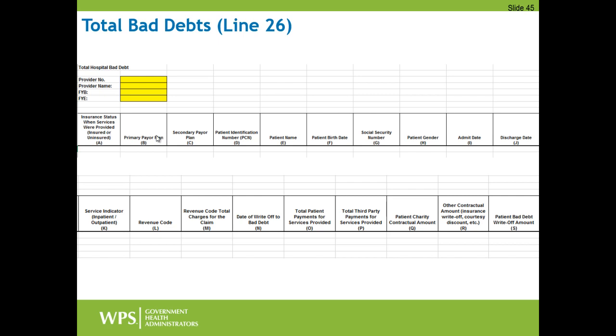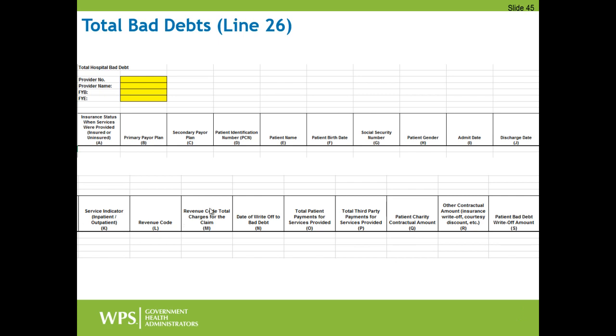So we have the general data about the patient and the claim, and that goes all the way to column M. Column N is the date of write-off to bad debt. Column O is the patient payments for services provided. Column P would be any third-party payments for those services. Q is any charity care amount related to those same services.